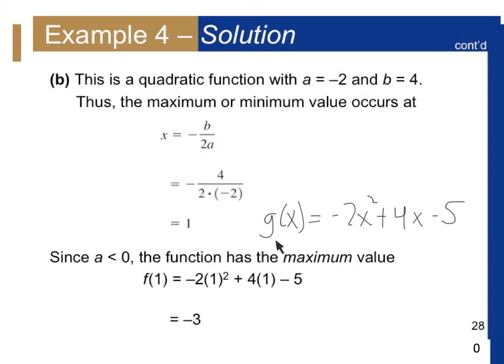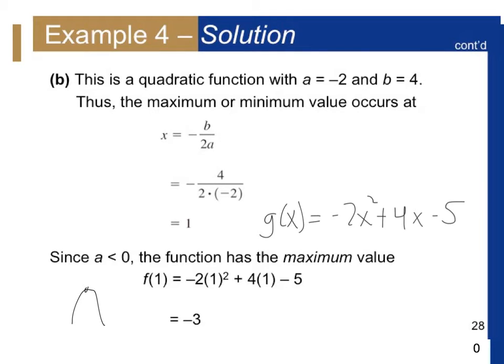Okay, and the second one, part B, is g of x equals minus 2x squared plus 4x minus 5, that quadratic. So our a is minus 2, our b is 4, our c is minus 5. So x equals minus b over 2a, so it's minus 4 over 2 times the minus 2, which is minus 4 over minus 4, which is just 1. So that's the x value of the vertex. Since a is less than 0, our parabola opens down, which means the vertex is a maximum.